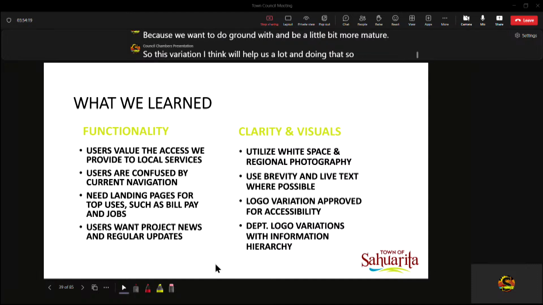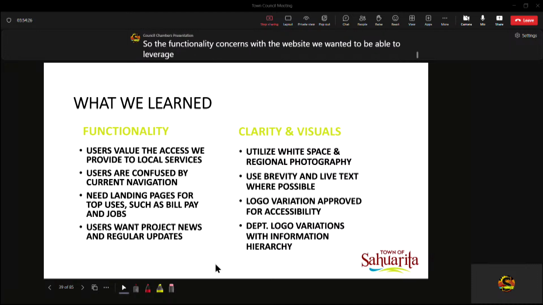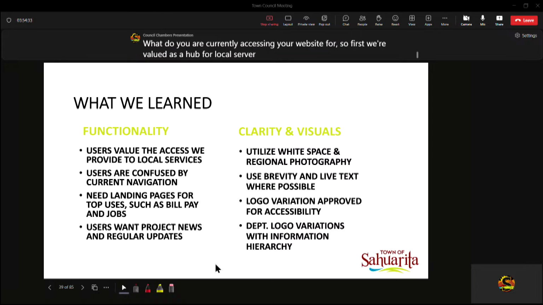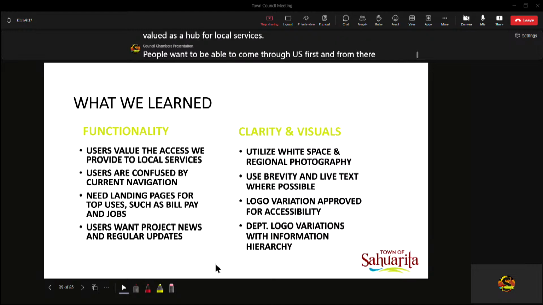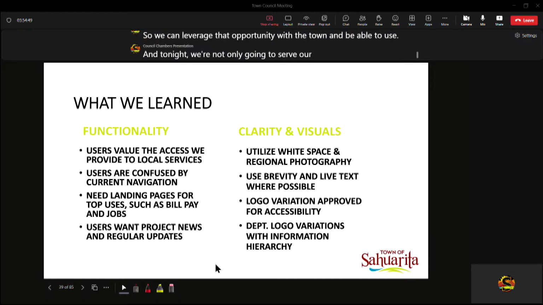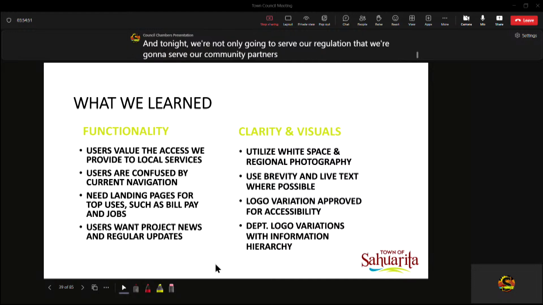So, the functionality concerns with the website: we wanted to be able to leverage what the users are currently accessing the website for. First, we're valued as a hub for local services. People want to be able to come to us first, and from there find a job, find their grocery store, learn about their school district. If we can leverage that opportunity with the town and be an entry point, we're not only going to serve our population, but we're going to serve our many partners in the community.